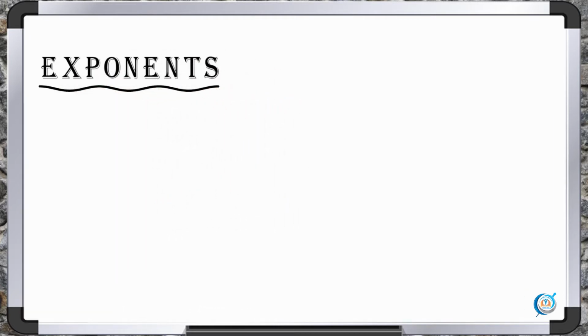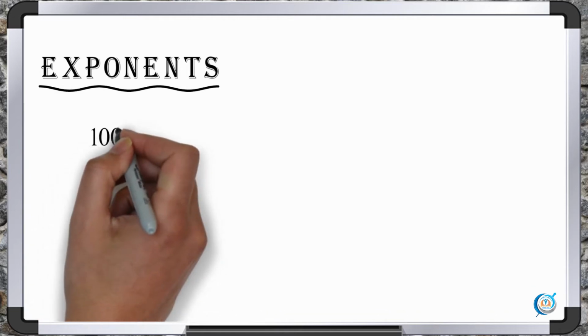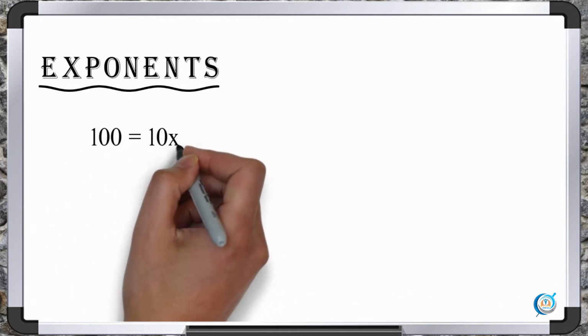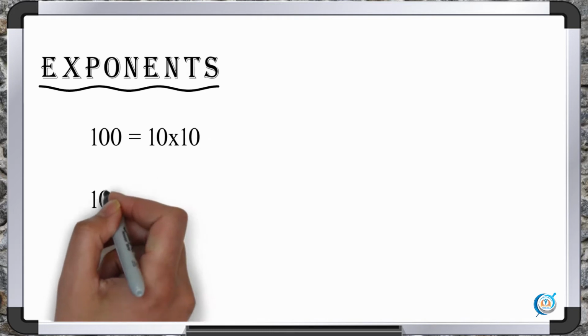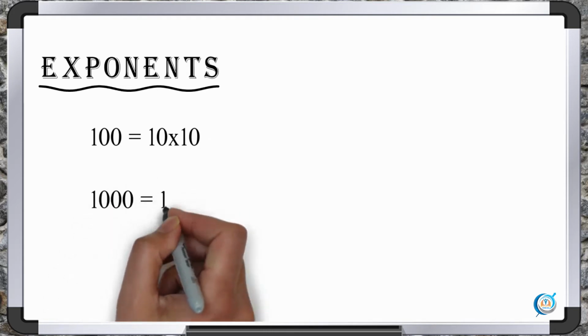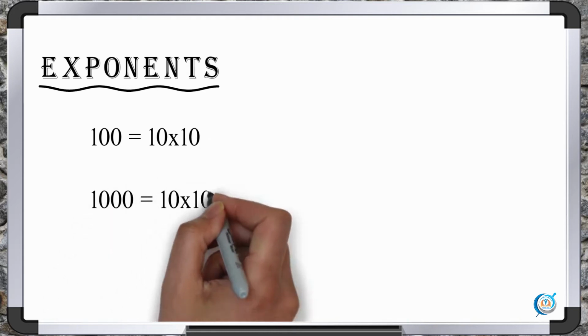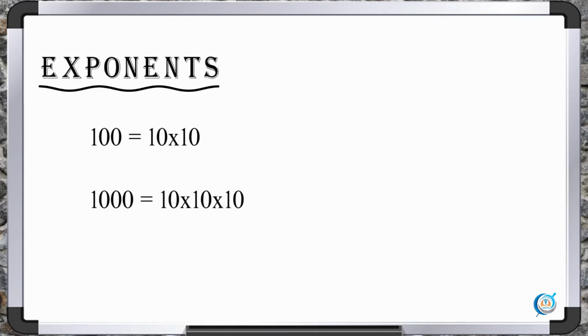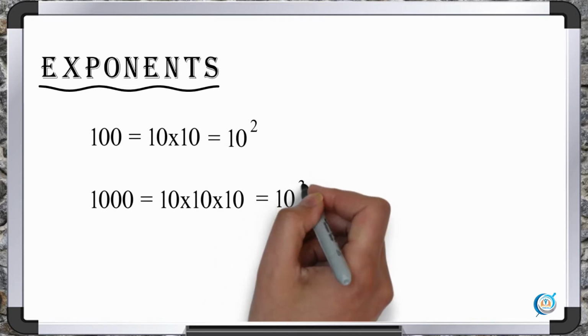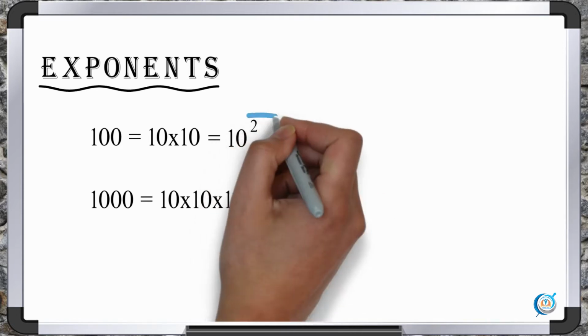See this number 100. We know that we can write it as 10 into 10. In the same way, 1000 can be written as 10 into 10 into 10. So 10 into 10, that is 100, is nothing but multiplying 10 two times, so we can write it as 10 raised to 2. In the same way, 1000 we can write as 10 raised to 3.